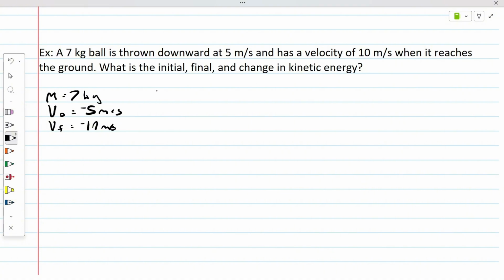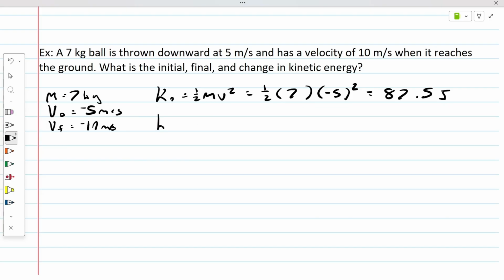So if we want to find our initial kinetic energy, we know it's 1/2 mv squared. And if we just plug in our values here, we have the mass of 7, this initial velocity, which is -5, but since we're squaring it, this negative will cancel itself out, and so we'll get 87.5 joules. And so our final kinetic energy is going to be plugging in our mass, which is not changing, and the final velocity, which is -10 squared. So if we plug that in, we get 350 joules.